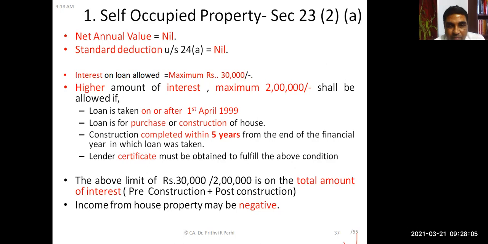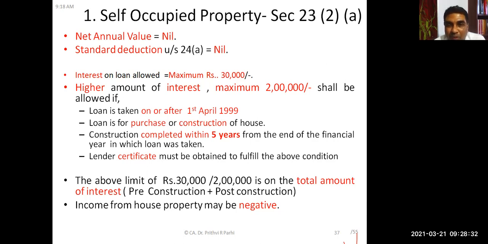So can you please explain how the negative income is coming? I could not hear properly. You see, how you arrive at the annual value. First you arrive at the gross annual value, then less municipality taxes. You'll get net annual value, right? But here, in case of self-occupied property, you have to take net annual value as 0. Then there is no standard deduction. Only one deduction, that is interest on borrowed capital, that is 2 lakh.